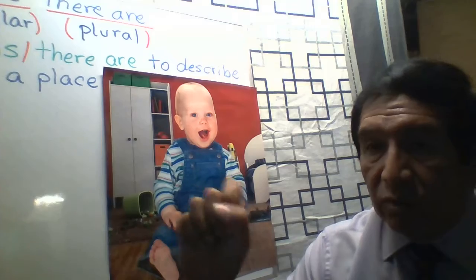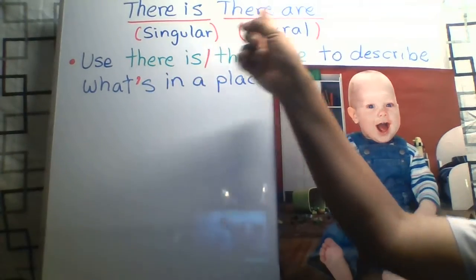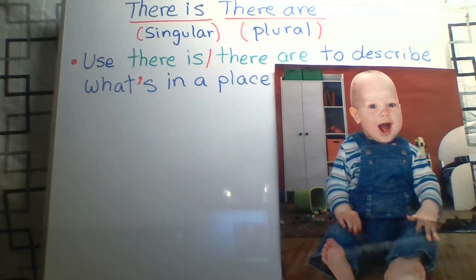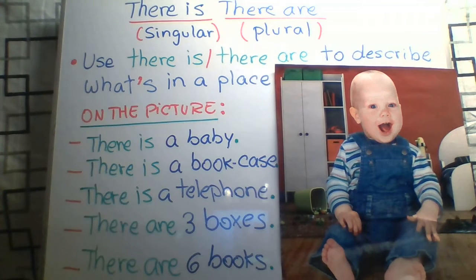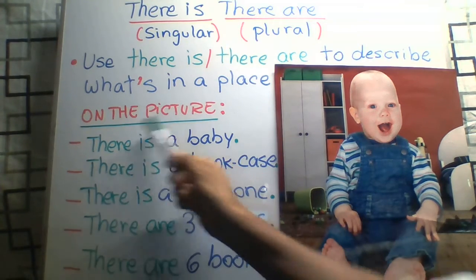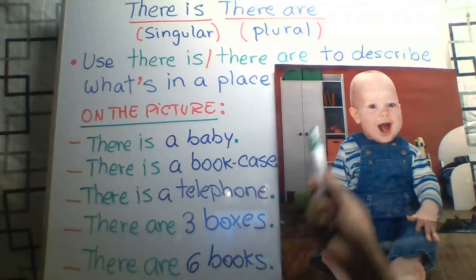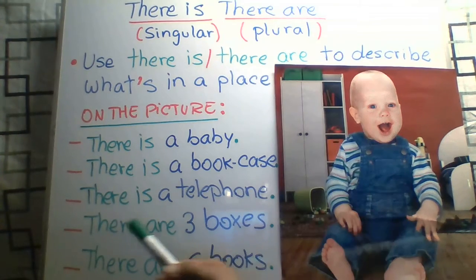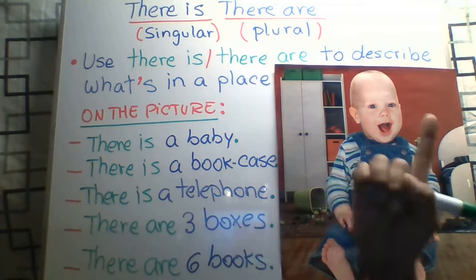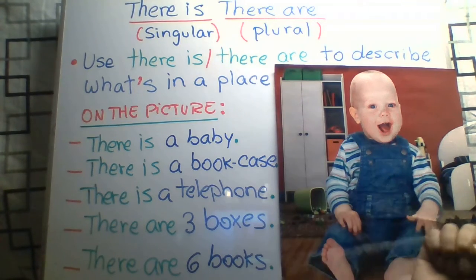Look at the example. I'm going to write, and you are going to see the difference between there is and there are. But pay attention to the sentences. As you can see, on the picture, there is a baby, only one. There is a bookcase. There is a telephone. Because there is only one. One bookcase, one baby, one telephone.